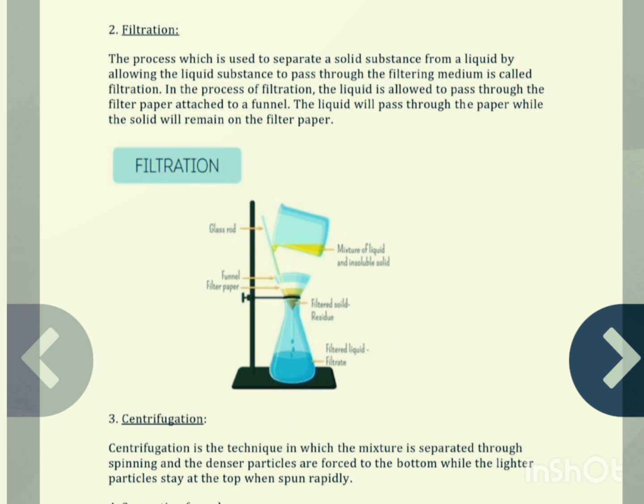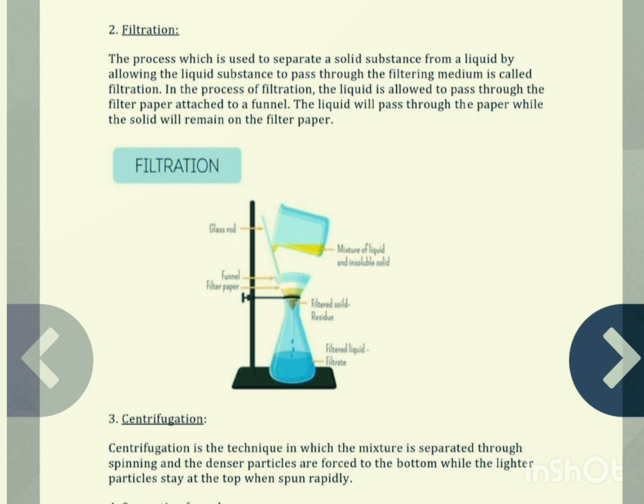Next we have centrifugation. Centrifugation is the technique in which the mixture is separated through spinning, and the denser particles are forced to the bottom while the lighter particles stay at the top when spun rapidly. So you can see centrifugation when we do a blood checkup.